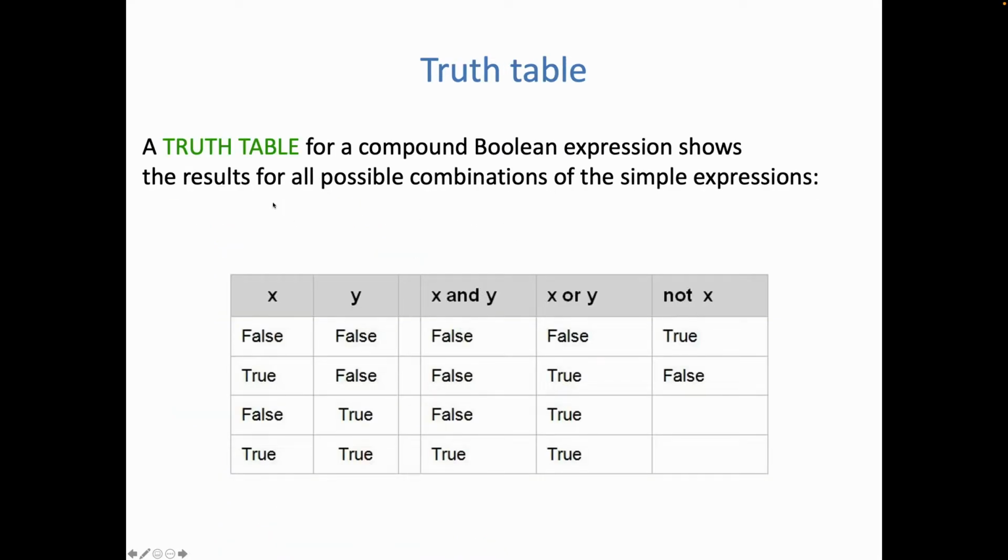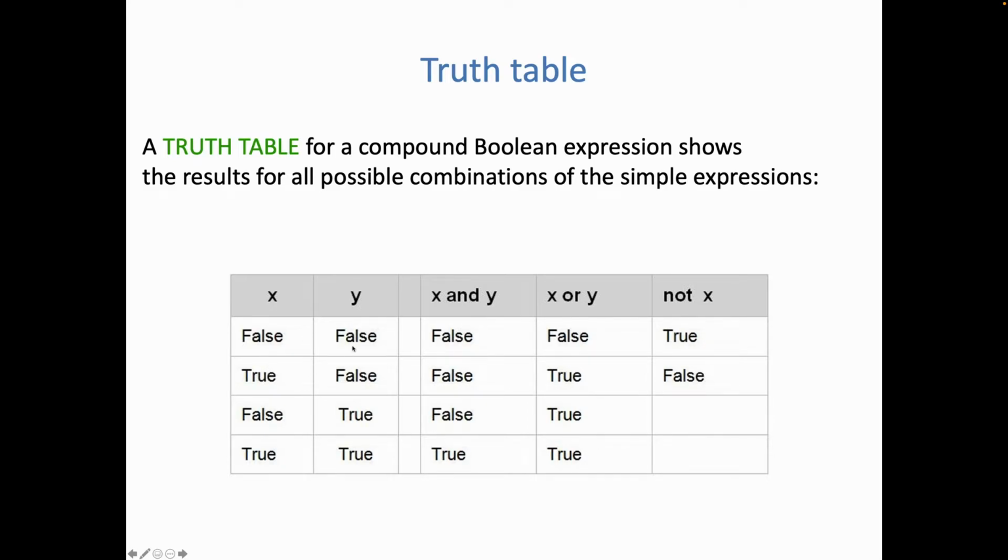This is a truth table. A truth table for a compound Boolean expression shows the result for all possible combinations of the simple expressions. Like here, x and y. Both x and y are false. So x and y is false. X or y is also false. Not x is true.